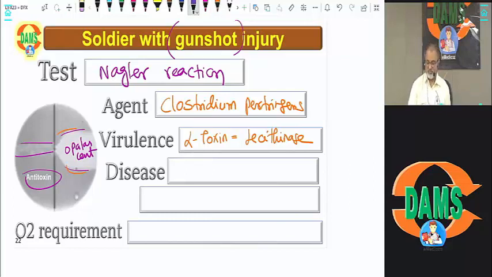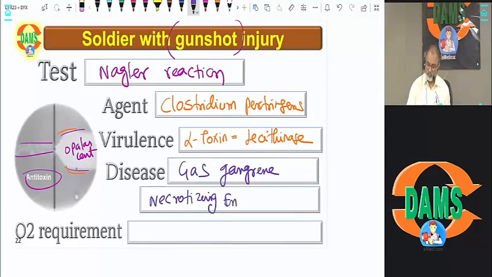Disease. What disease does Clostridium perfringens cause? Gas gangrene, necrotizing enterocolitis, NEC, and pig bell.